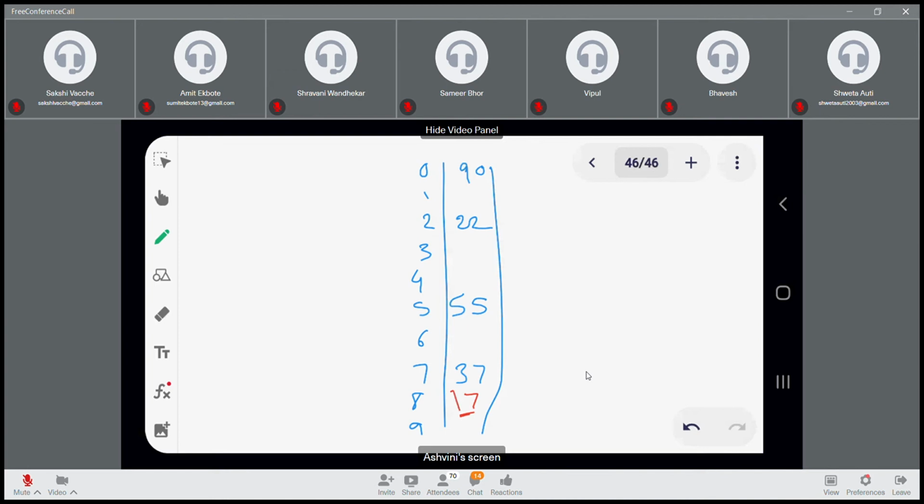Now the next number is 49. Index 9 is empty, so I am going to place 49 here. Got this? Now if you see, your table is almost full, and if you try to insert more elements, collisions will occur. That means further insertions will fail.